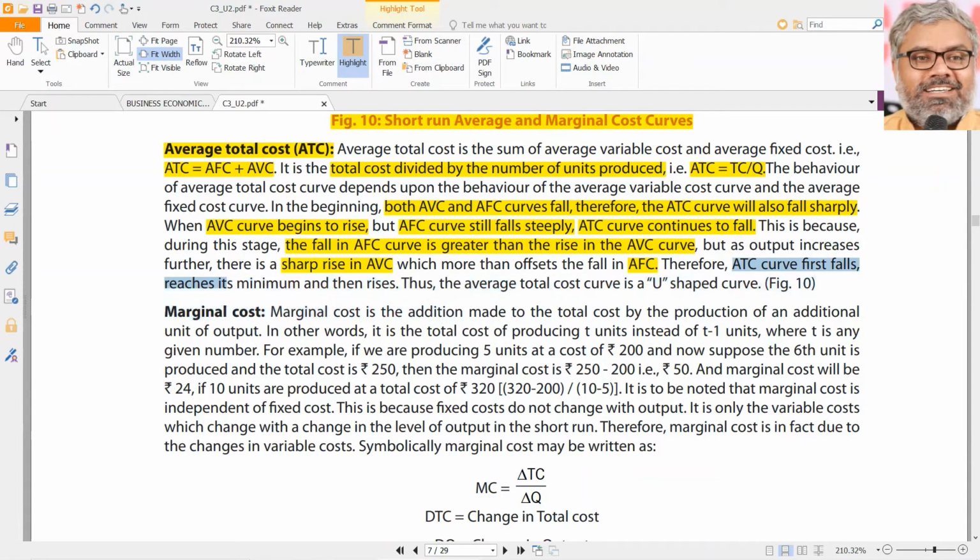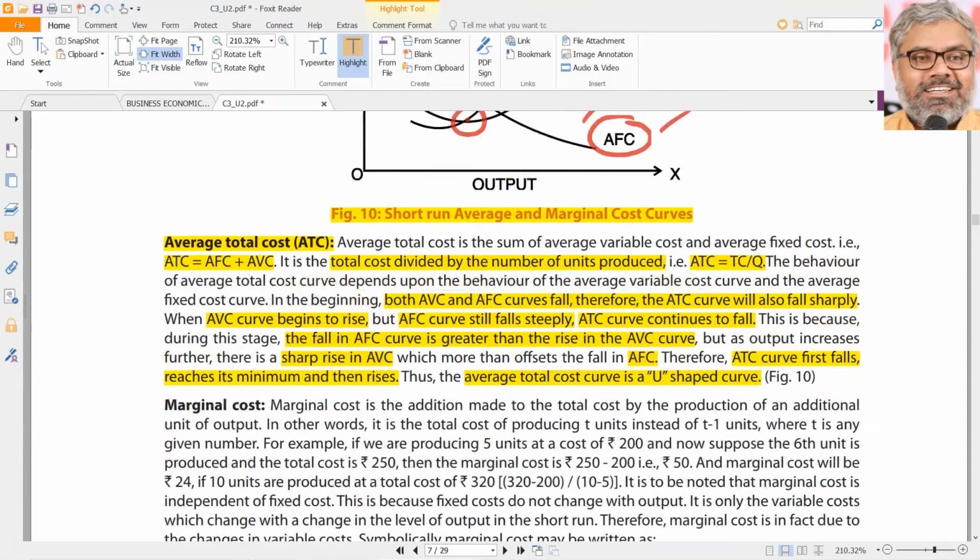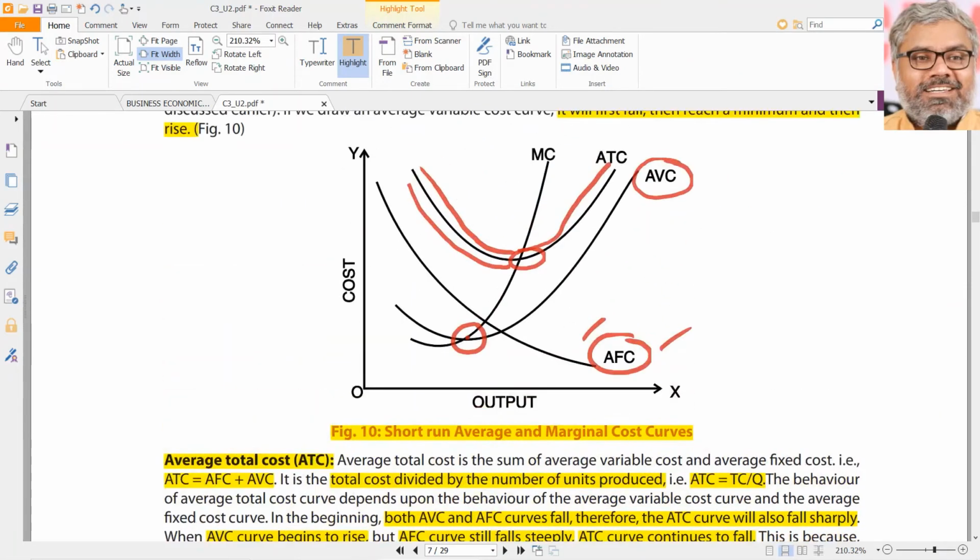First falls, reaches the minimum, and then rises. That is the reason the average total cost is a U-shaped curve. And if you remember the production curve, that was bell-shaped. This is U-shaped, the opposite of that. Average total cost is a U-shaped curve.